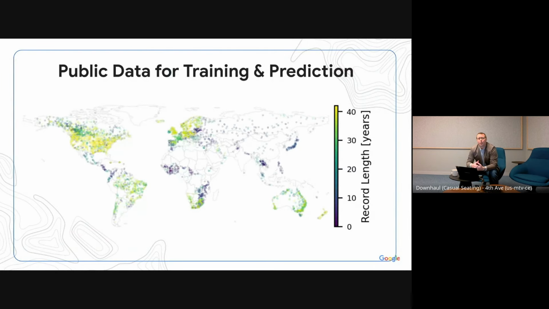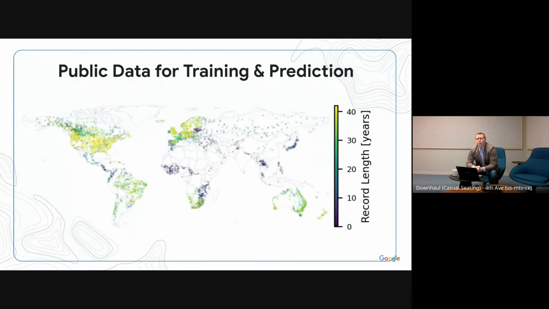Basically, we take all the hydrological data in the world, or at least all of the data that we can find in the world. We're taking all of the open, publicly available streamflow data in the world, and we're training a machine learning model on all of this data.